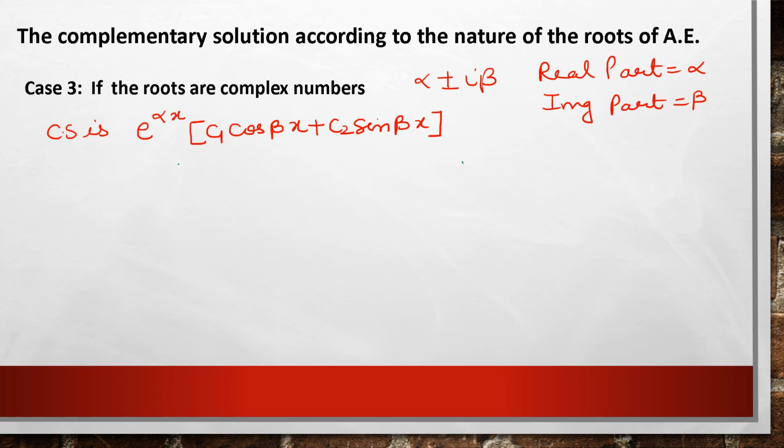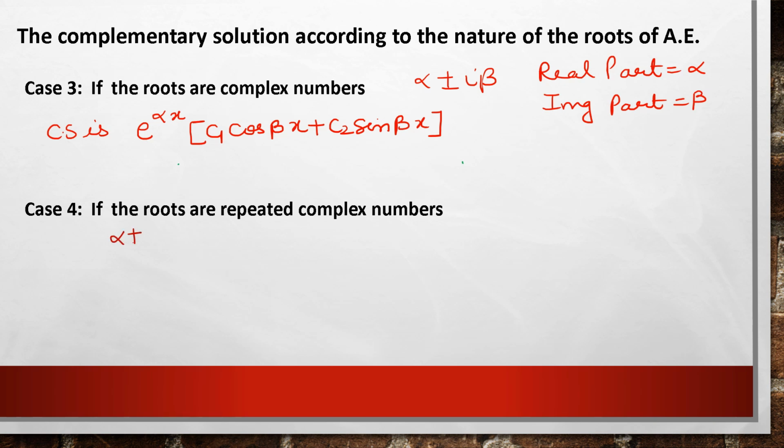Okay, now let's see case number 4. Case number 4 is if the roots are repeated complex numbers. Let's assume that your roots come out as alpha plus minus iota beta, alpha plus minus iota beta. So how many roots do we have? 4 roots. Alpha plus iota beta is repeating 2 times, alpha minus iota beta is also repeating 2 times. So because we have 4 roots, there will be 4 arbitrary constants in your complementary solution. So what will be the complementary solution corresponding to this?